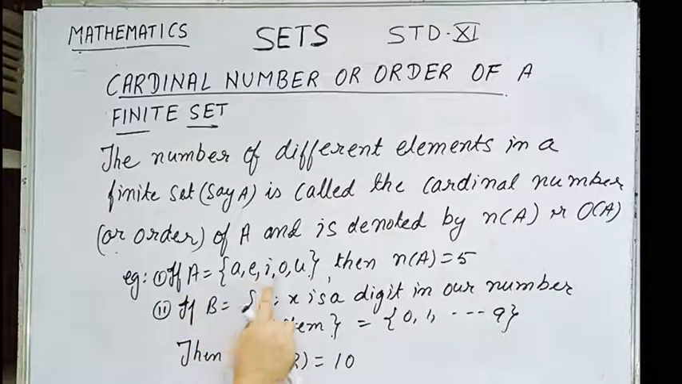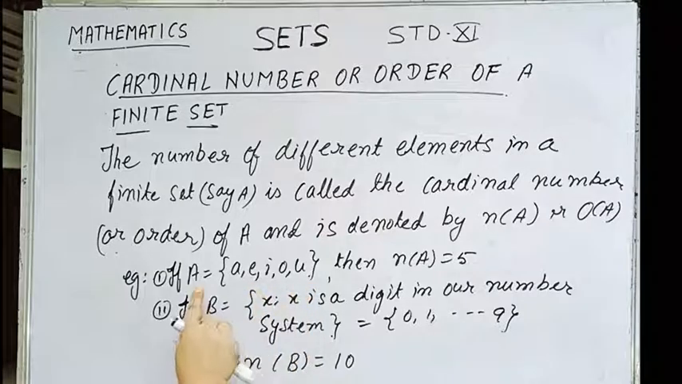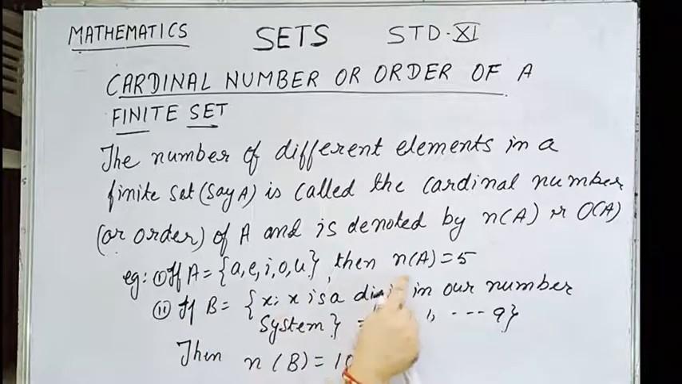Suppose if A equals {a, e, i, o, u}, then obviously the cardinal of A is 5. So we can write n(A) equals 5. Similarly, if B equals {x such that x is a digit in our number system}. Now digits in our number system are 0 to 9, which is 10 in number. Therefore cardinal of B is equal to 10. I think you understand. One note you can write: the cardinal number of an infinite set is not defined. The cardinal number of an empty set is 0. The cardinal number of a singleton set is 1. I think it is clear, children.